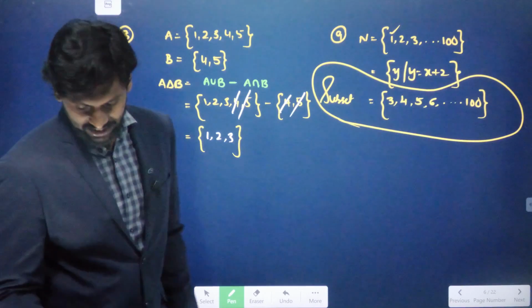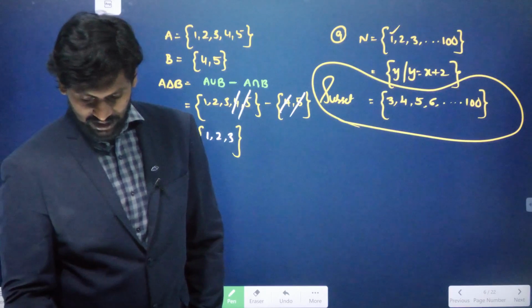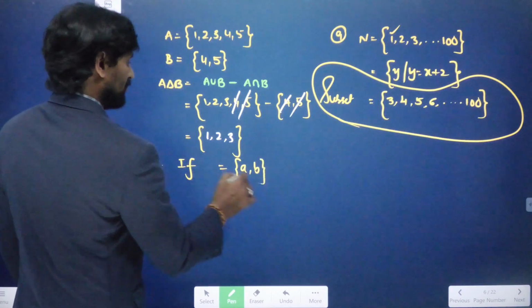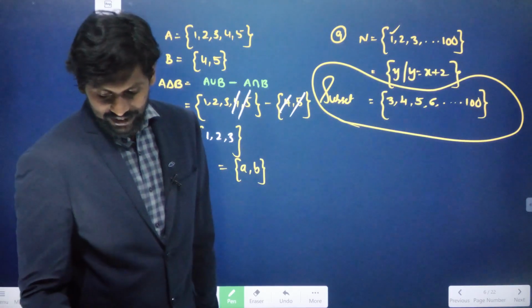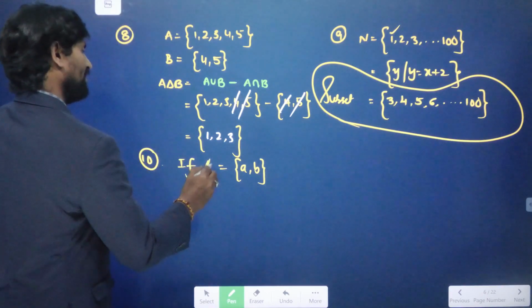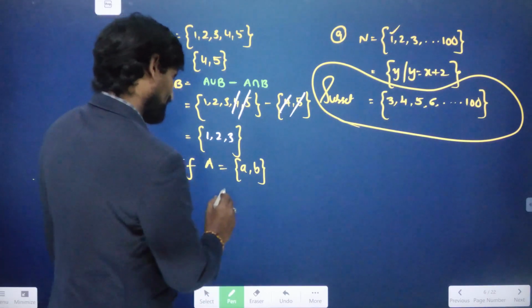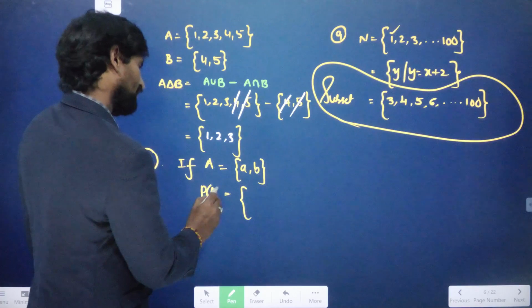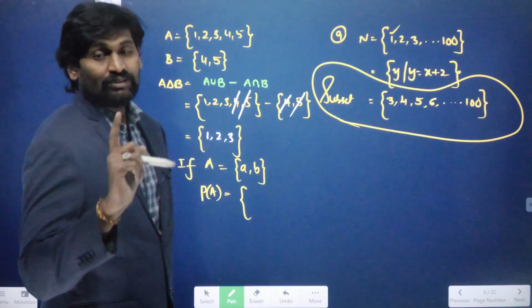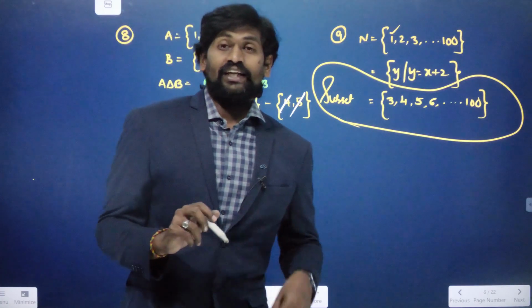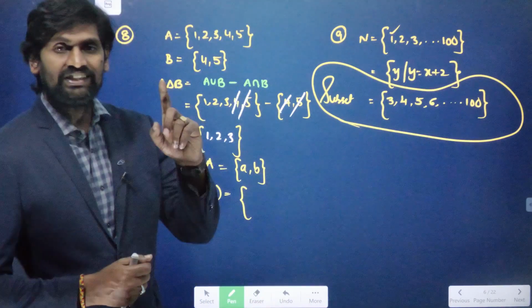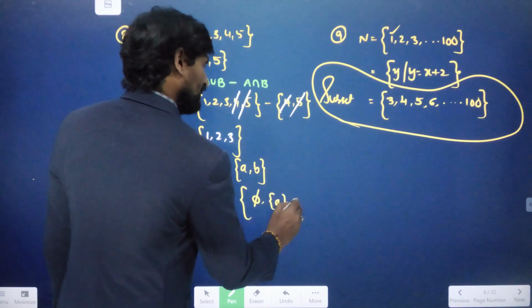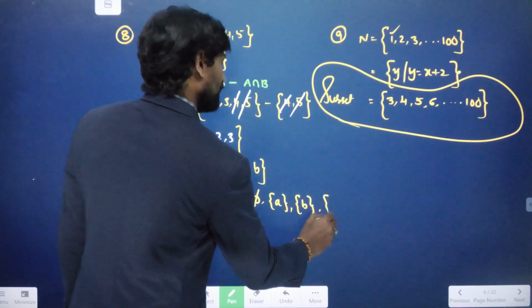The 10th question is given that A equals {a, b}, it can be a printing mistake. Then the power set of A. Power set is nothing but the set of all subsets. Power set means we should write P of A. So the power set meaning is the set of all subsets. Subsets: the first subset is always phi, nothing but the empty set. Then the single element set {a}, the single element set {b}, and the combination set {a, b}.